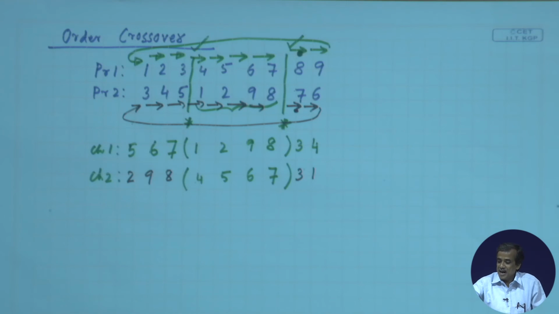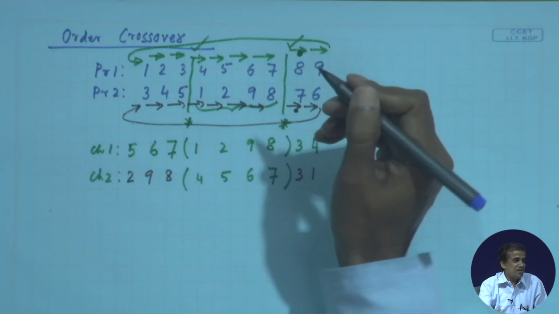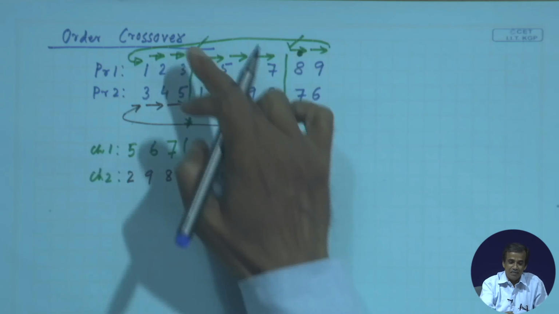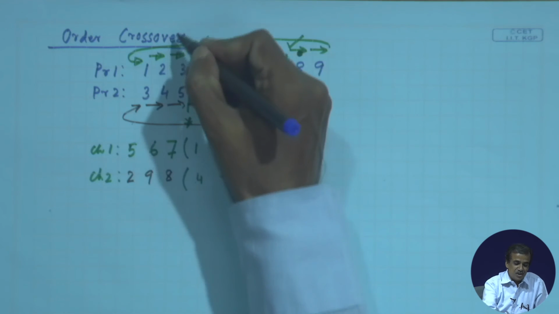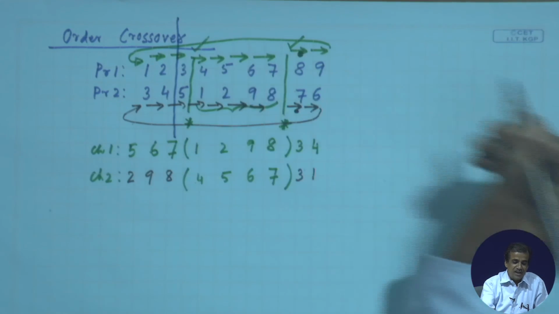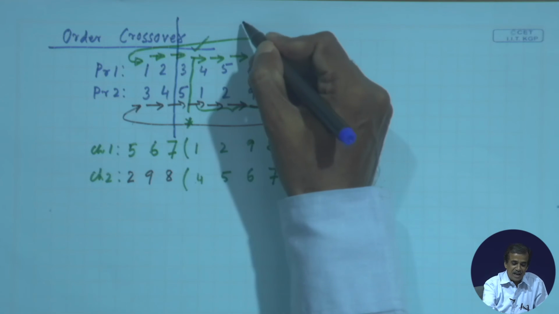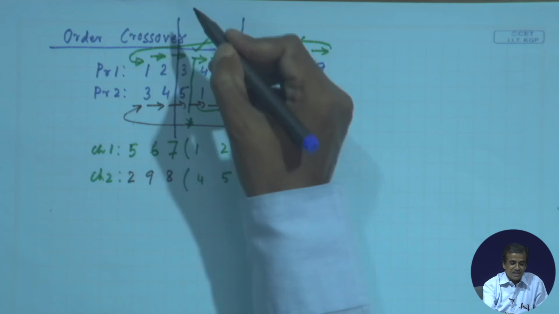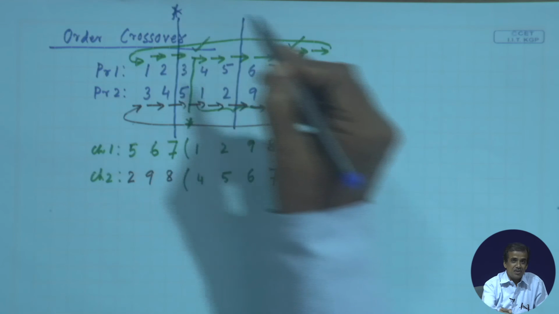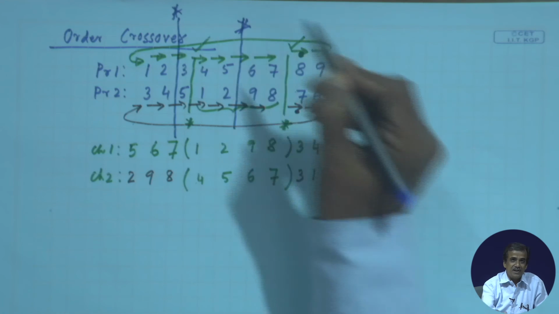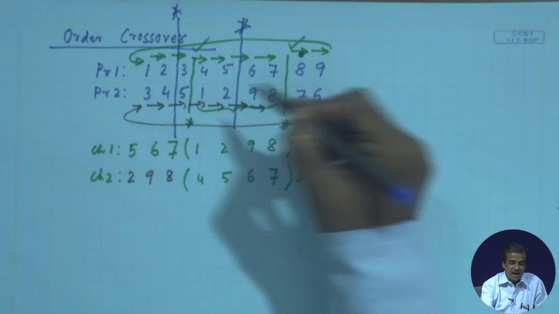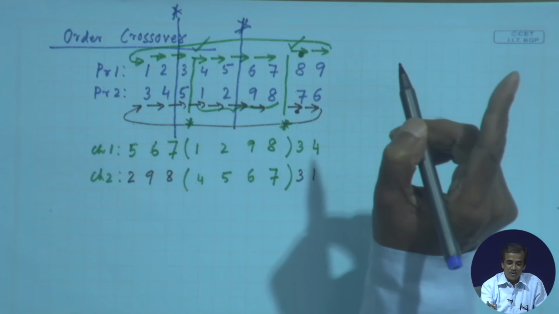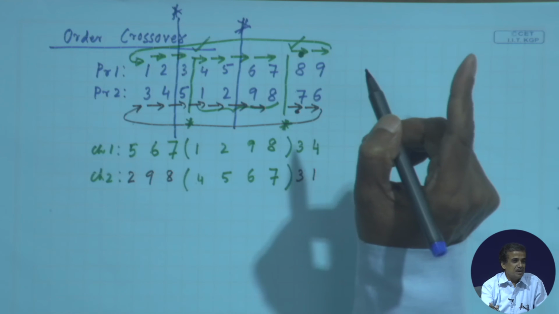And I will give you one task. Whenever you find time, just check. Change the crossover locations, the crossover sites. Take the same problem, parent 1 and parent 2. Take the first crossover site here and the second crossover site here. Now you can try to find out what your child 1 and child 2 should be. Please spend some time.